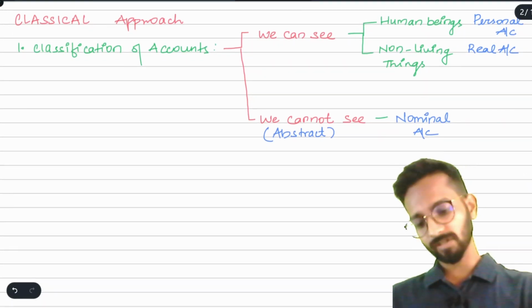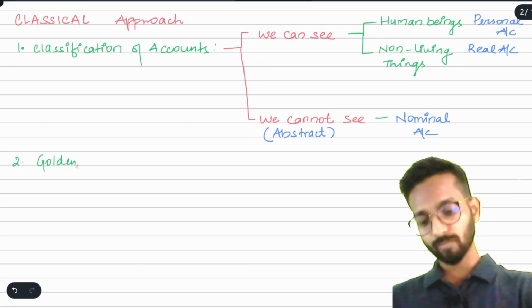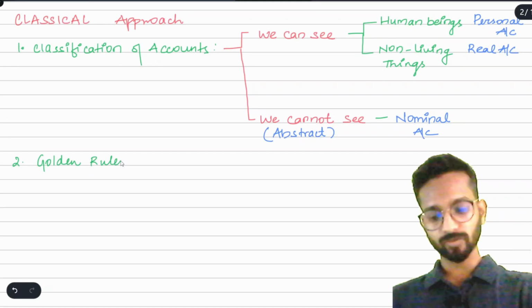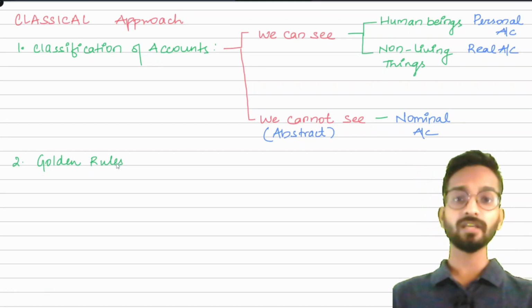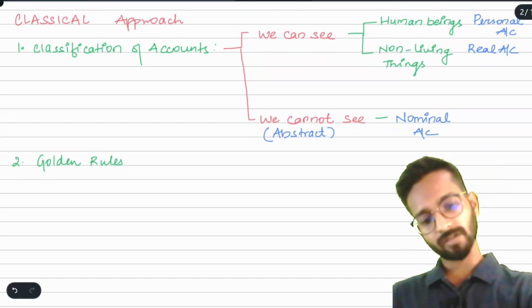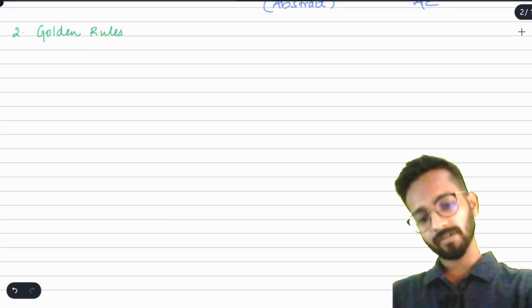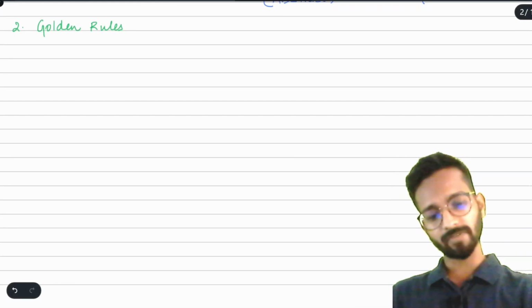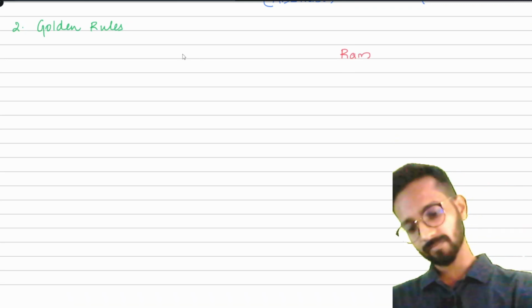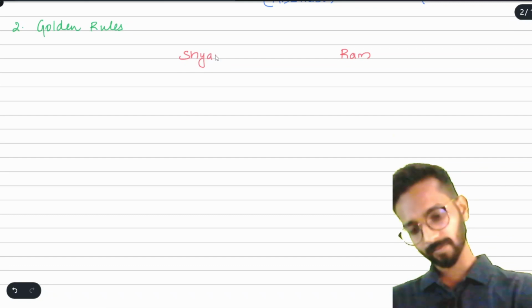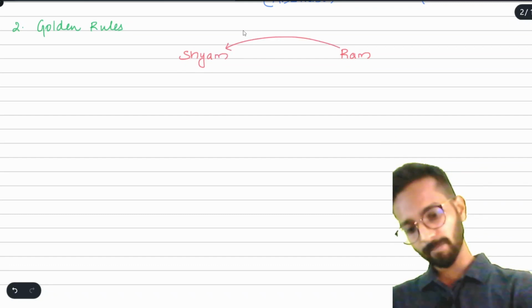Now we will learn about the golden rules. The very important, or you can say most important rules, are the golden rules. This will be useful and helpful throughout our journey in accountancy. Please focus, be very careful. We'll learn it from a story, so it will become very easy for us. See, suppose Ram and Sham, two people, are there, okay? What happened? Ram sold a pen.